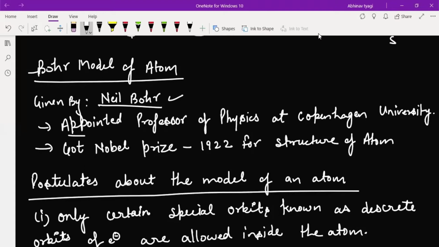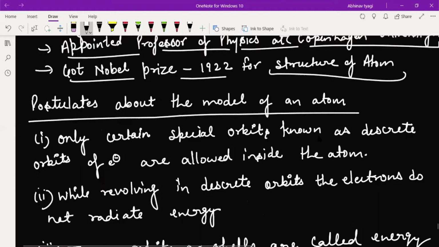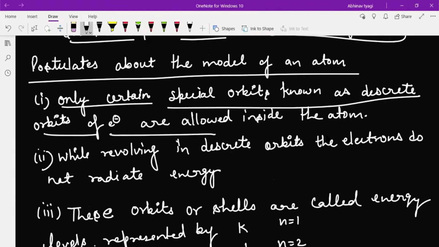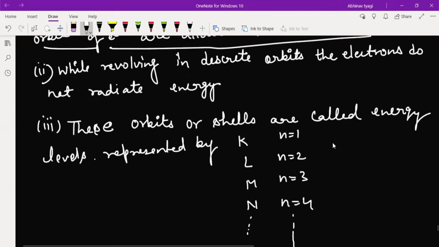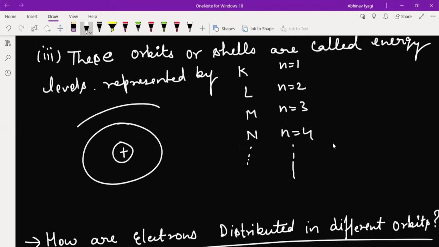Niels Bohr was appointed professor of physics at Copenhagen University, and because of this structure of atom, he got the Nobel Prize in 1922. What are the main postulates about the model of an atom forwarded by Bohr? The first postulate was that only certain special orbits of electrons are allowed inside the atom. It means किसी भी atom के अंदर कुछ special orbits को ही allow किया जाएगा. Like this, these are the orbits.